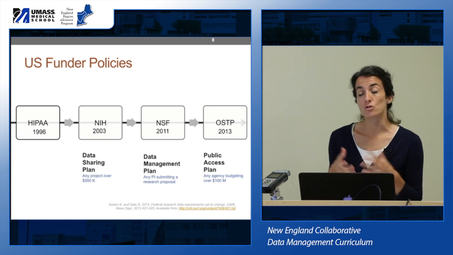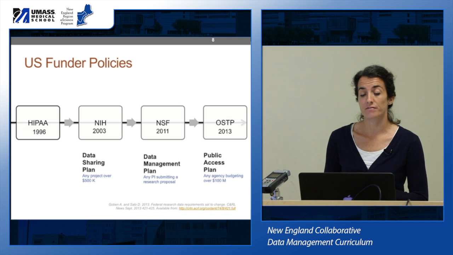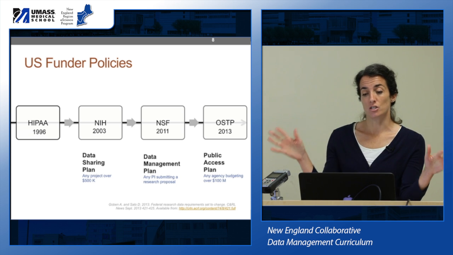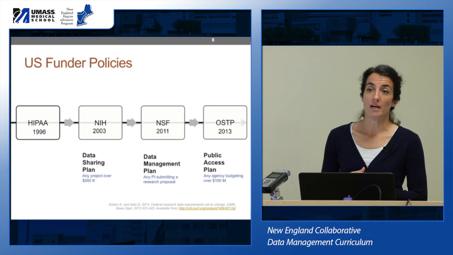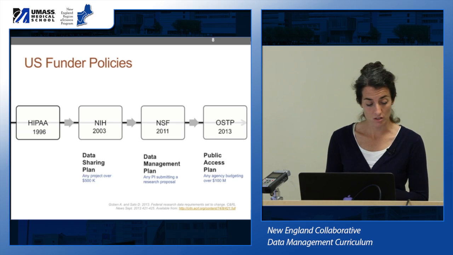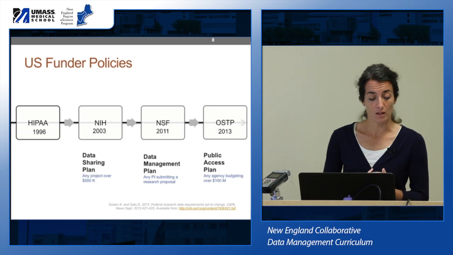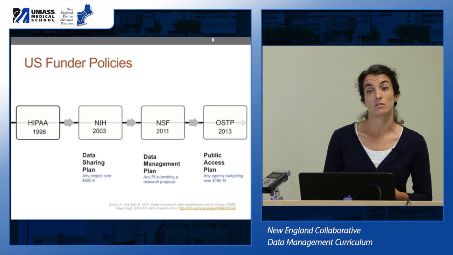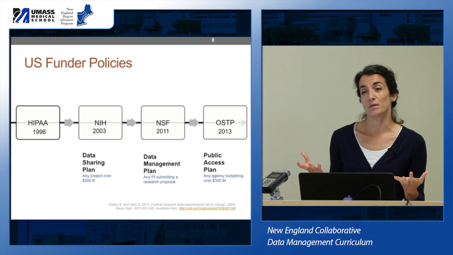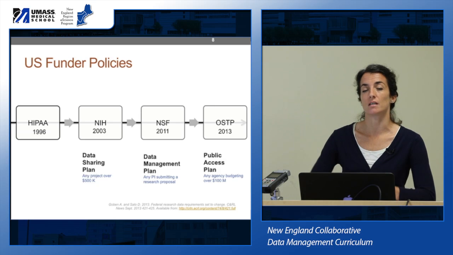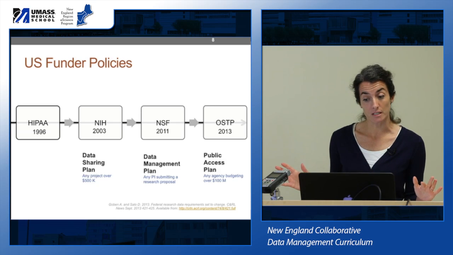Then, in 2013, shortly after the 2011 NSF requirement, the White House Office of Science and Technology Policy, which again is an overarching policy body that affects many agencies, issued a directive to the heads of agencies with more than $100 million in research and development expenditure that they needed to develop a plan to support increased public access to the results of research. This includes both publications as well as digital data. So this was a very big move because now it's not just focused on one particular agency, it's cross-agency, cross-discipline, and it has very, very broad reach.